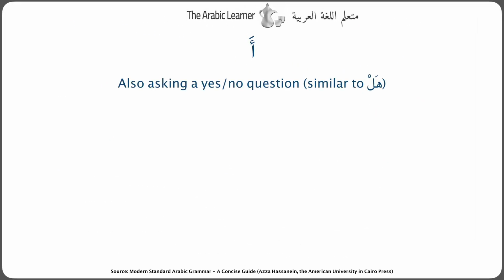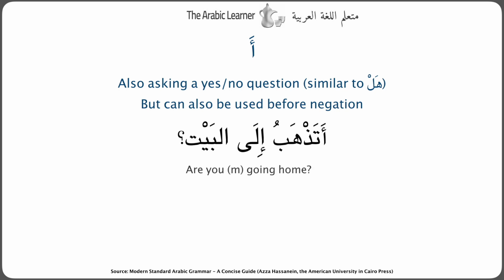Now there's a second word that's similar to it, and it's actually not a full word, it's a prefix. It goes on the beginning of a word, and it is أ. So it's used for asking yes-no questions, similar to hal, but it can also be used before a negative sentence. Let's take a look at how that works.